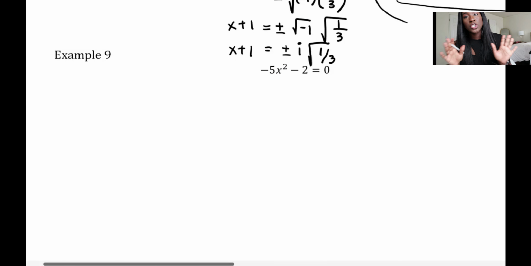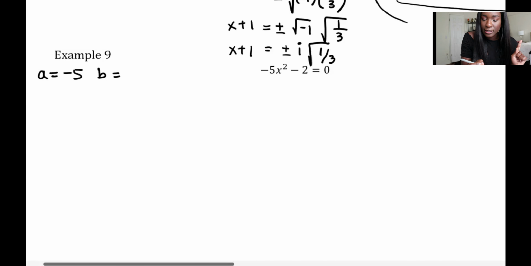In the last example, example 9, I'm going to show you how to do that one. We're just going to use the quadratic formula. First, let's go in and verify that we have no real solutions by calculating our discriminant. A is negative 5. B is the number in front of x. There is none. 0. C is negative 2.